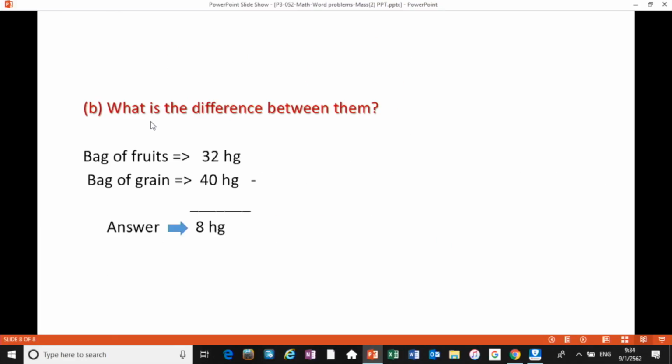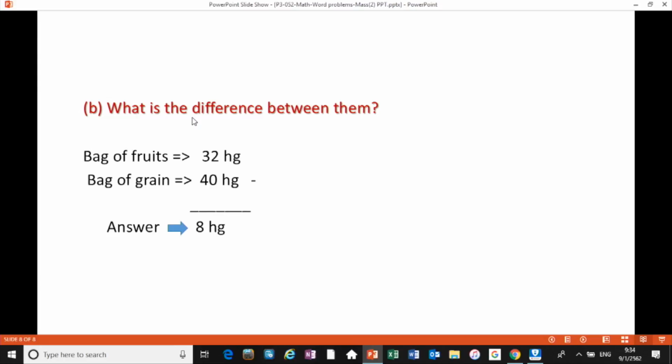And what is the difference between them? How do we work out the difference? Remember our board exercise? We take the biggest and we take the smallest away from the biggest. So the bag of fruits, how much does it weigh? 32 hectograms. Bag of grain, 40 hectograms. Which is bigger? 40 hectograms. So 40 hectograms minus 32 hectograms equals 8 hectograms.